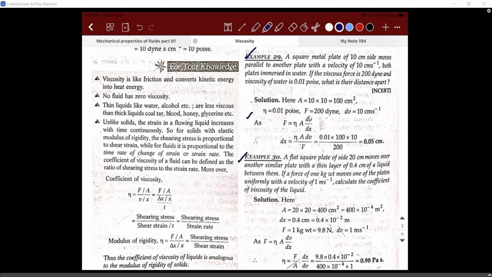How much? 9 point. The units are gram per centimeter per second, or 9 dyne second per centimeter square. Okay, how much are you getting? 98.